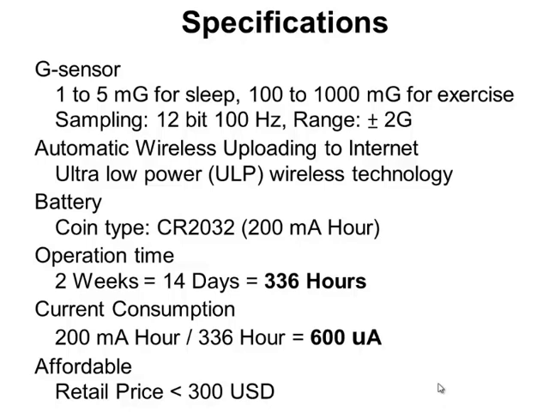And the battery is the standard coin type CR2032 battery that can provide 200 milliampere hour. So the operation time is defined as 2 weeks. 14 days is around 336 hours. So the power current consumption can be calculated around 600 microampere, and it must be affordable.